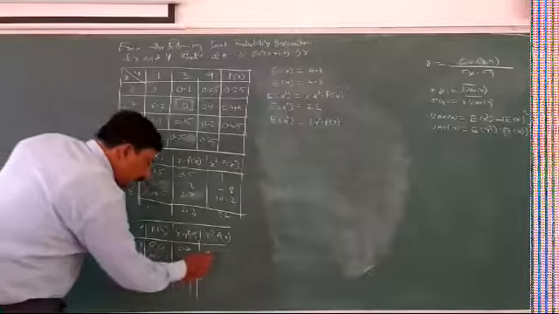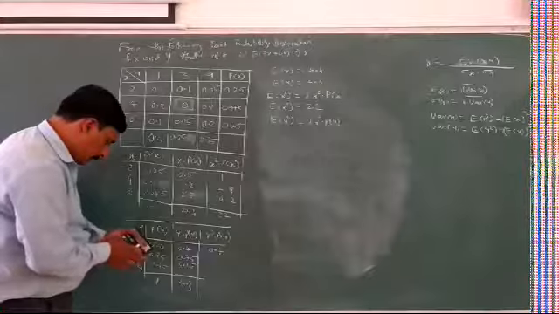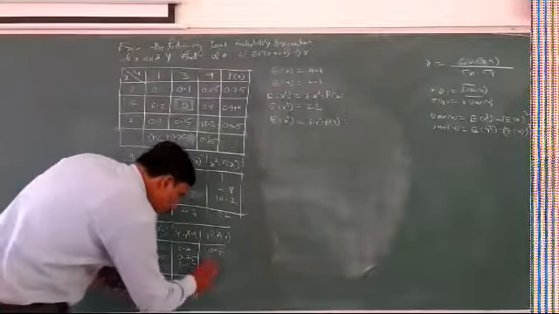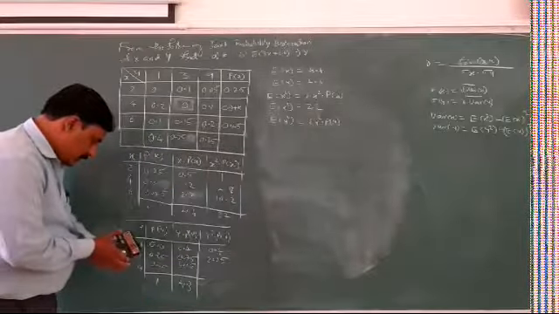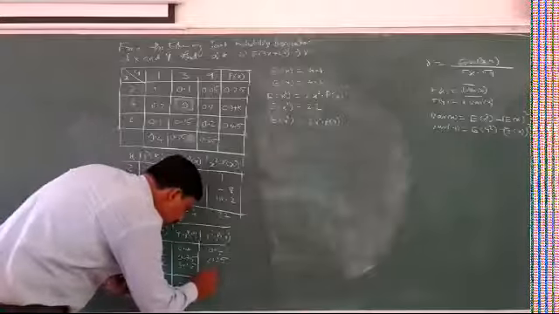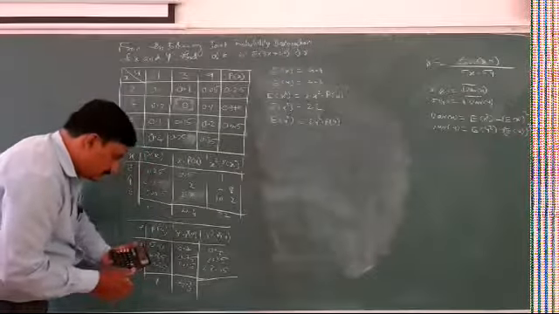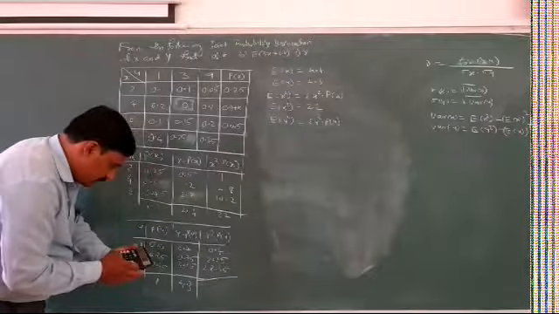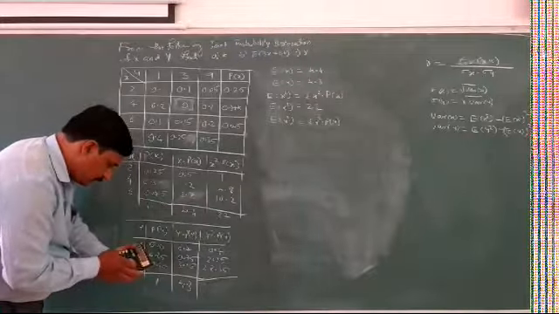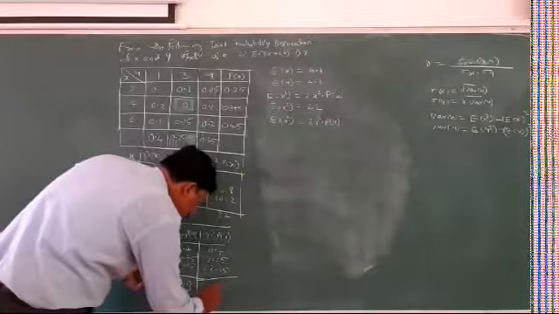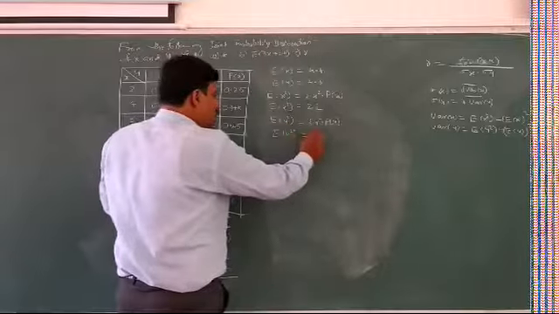So 1 into 0.4 is 0.4. 3 into 0.75 is equal to 2.25, and 9 into 3.15 is equal to 28.35. So the total, that is 0.4 plus 2.25 plus 28.35 is equal to 31. So E of y square is equal to 31.